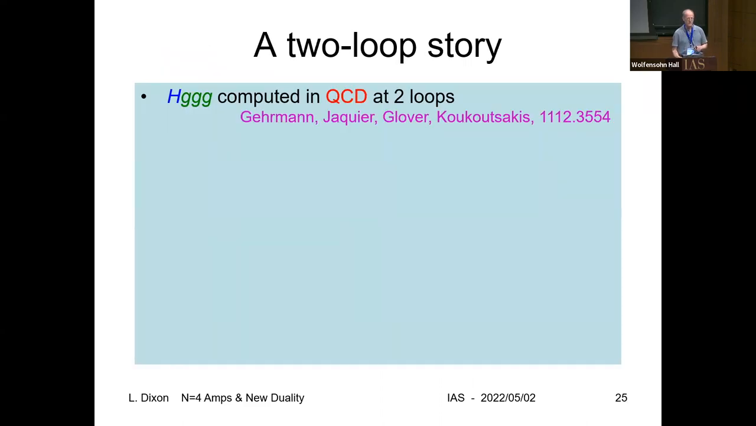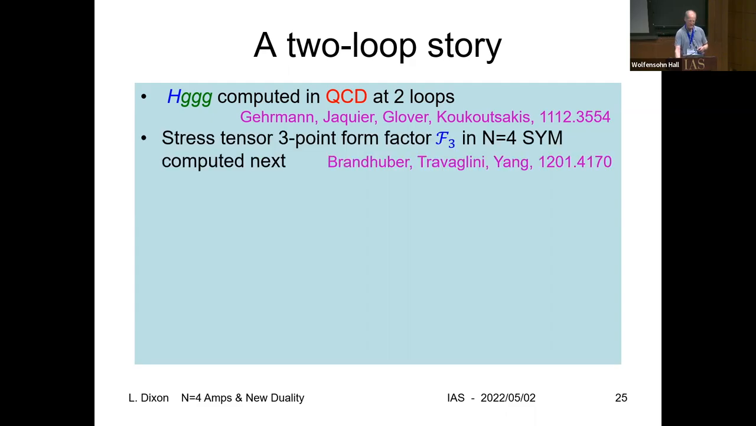Now at two loops, this story goes back about 10 years, when this amplitude was computed in QCD by Thomas Gehrmann, Matthias Jaquier, Nigel Glover, and Koukoutsakis. And they found a fairly intricate expression. As I mentioned, it has all different weights, going from weight four down to rational.